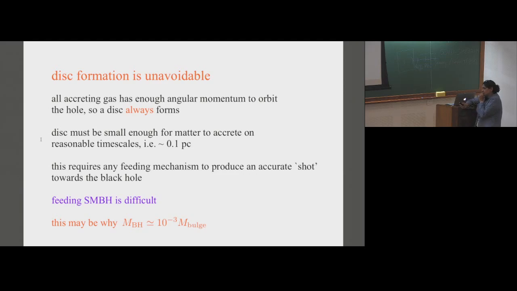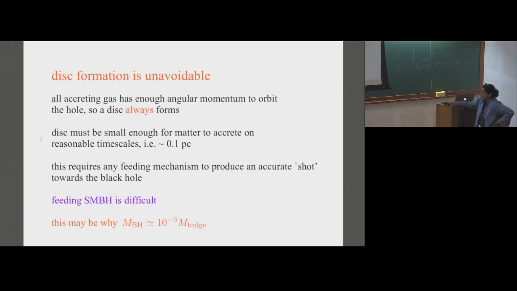And now the fundamental question is that the disk must be small enough. The feeding disk has to be small enough for matter to accrete on a reasonable time scale, on scales of 0.1 parsec. So for a supermassive black hole, that's where you can bring things down to with this game, okay?